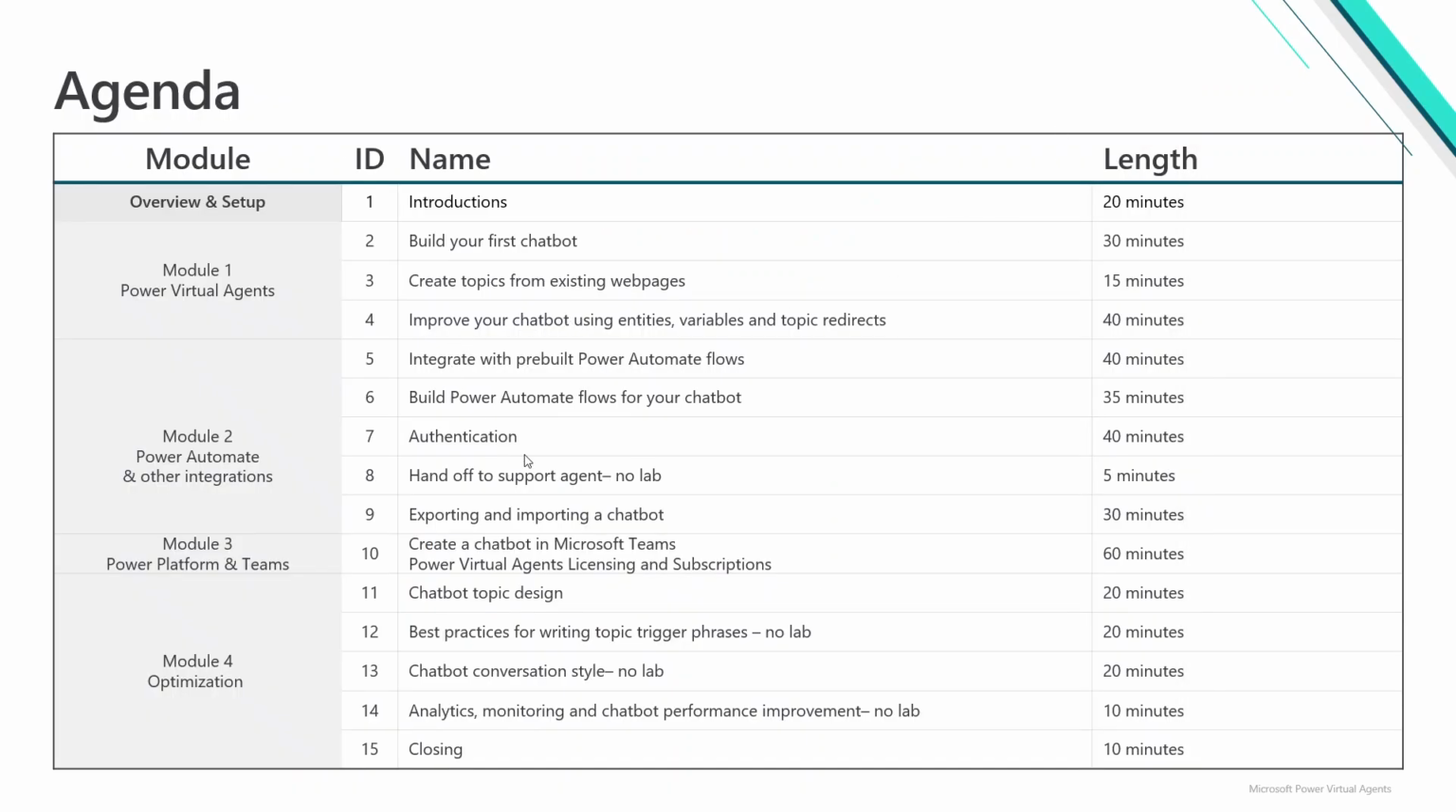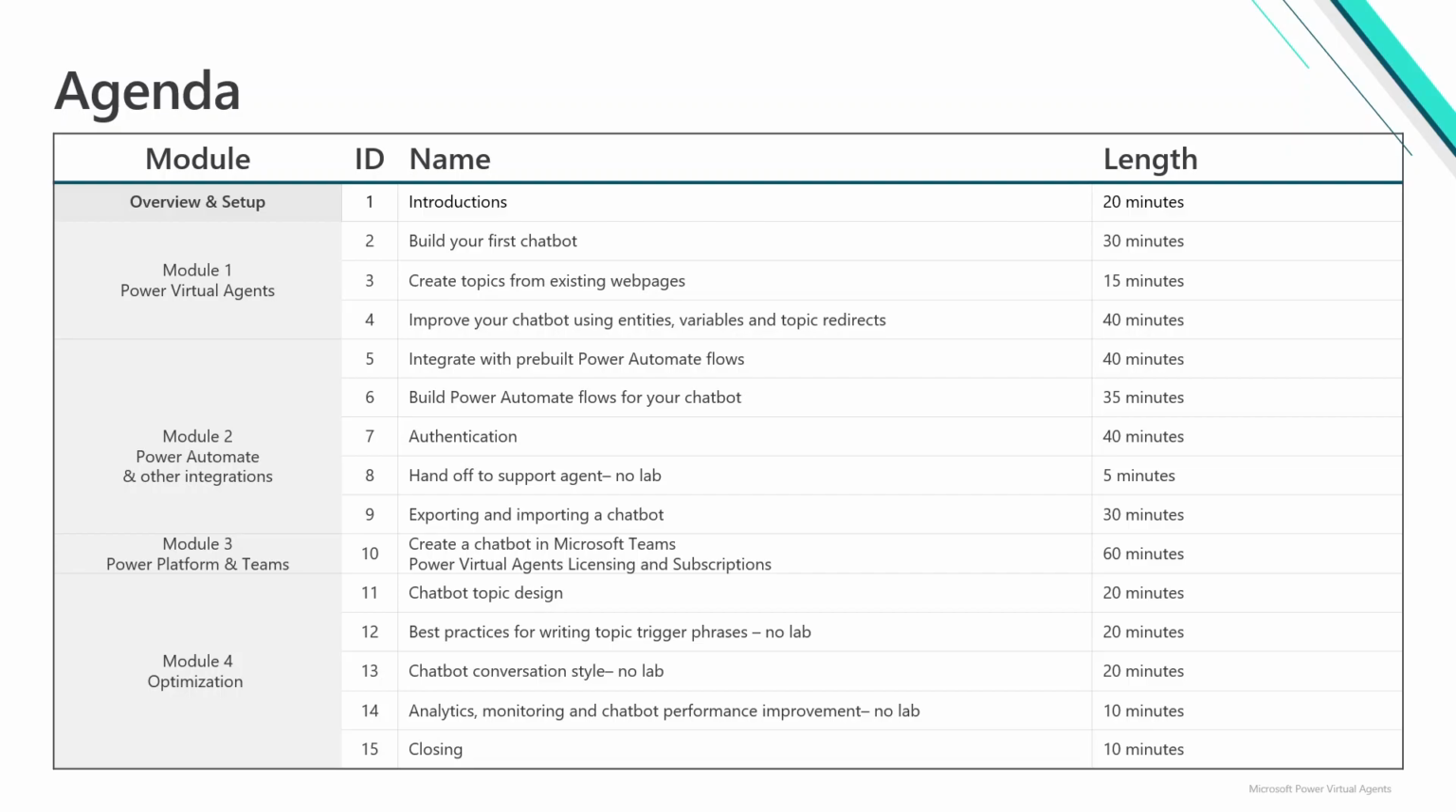We're not going to point and click through every lab. There will be a bit of a setup for the lab, and then you can do the lab in your own time and then come back to the next course. We're going to go through Power Automate and do some Power Automate stuff. Then we'll talk a bit about authentication. The lab for that, we're not going to cover all of that lab at all, but it will give you the steps to set up authentication should you so wish. There's no lab for handing off to a support agent. There are a few here that have no labs. It's just about talking through and introducing some concepts. Exporting and importing a chatbot, that's using solutions.